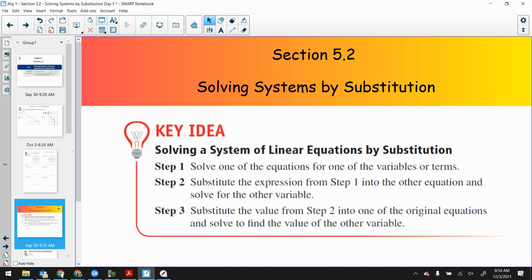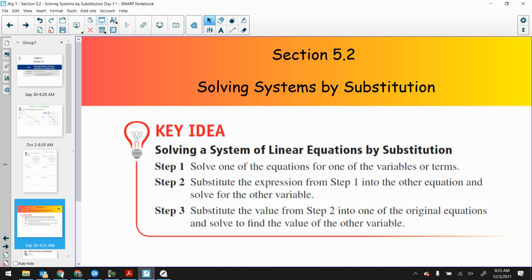Step two, substitute the expression that's solved for into the other equation and solve that equation. So into the other equation, I'm going to take out the variable, and in its place, I'm going to put something equivalent, and I'm going to solve that equation. I should create myself an equation with only one variable in it, so I could get x equals or y equals a number. In the end of step two, you should have half your answer.